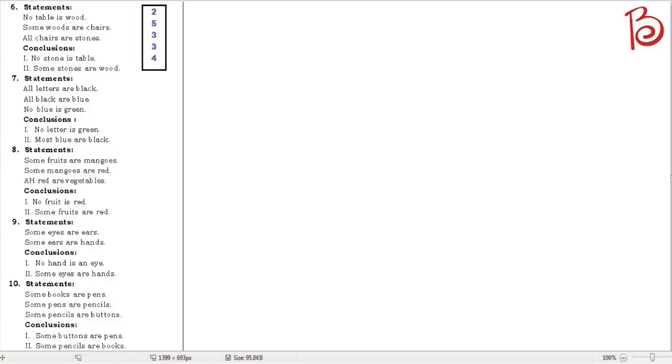Okay, the next one is some eyes are ears. Okay, some eyes and ears. It is important to differentiate the word which you are going to use, because if you are going to use e on both sides, you will not be able to understand, because you'll again forget whether it's eye or ear. Okay, use different notations to represent things.